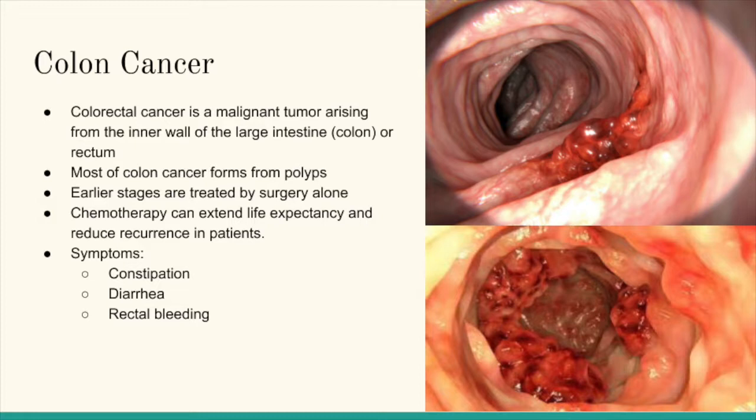The next is colon cancer. Colon cancer is a malignant tumor arising from the inner walls of your large intestine or rectum. Most colon cancer forms from polyps. Early stages are treated by surgery alone because it can easily be removed through surgery. Obviously, severe forms require chemotherapy, which can extend life expectancy if they can't find a better way to get rid of this, or it can reduce it and make it not come back.